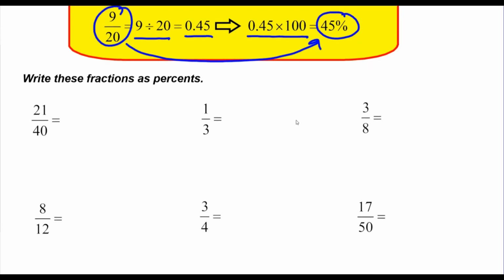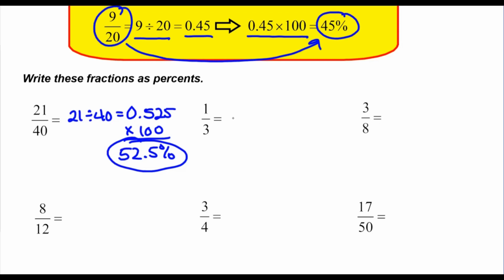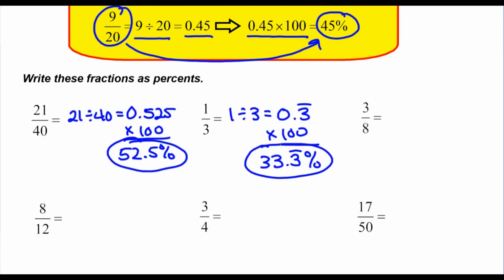I'm going to take 21 divided by 40, and that gives me 0.525. And then I'm going to multiply that by 100 to get 52.5%. 1/3, 1 divided by 3 will convert this to a decimal, and that's 0.3 repeating. And if I take that times 100, I get 33.3 repeating percent.